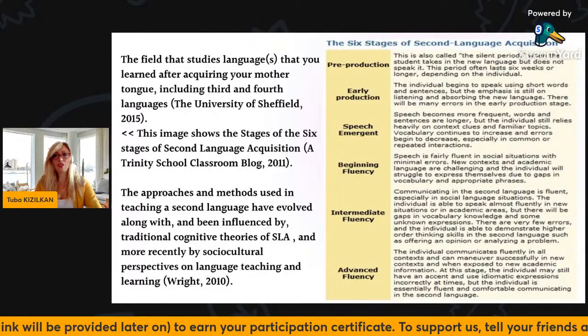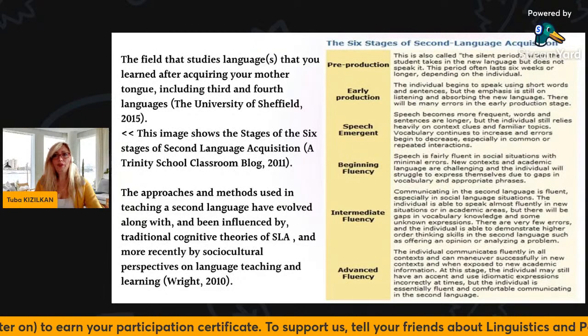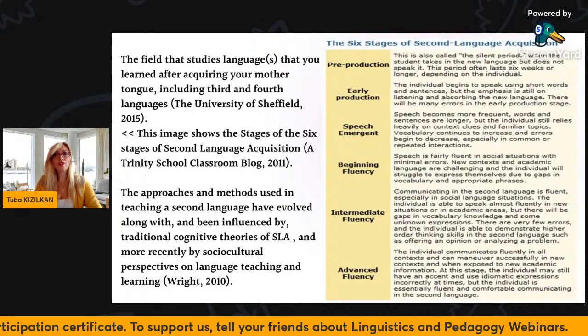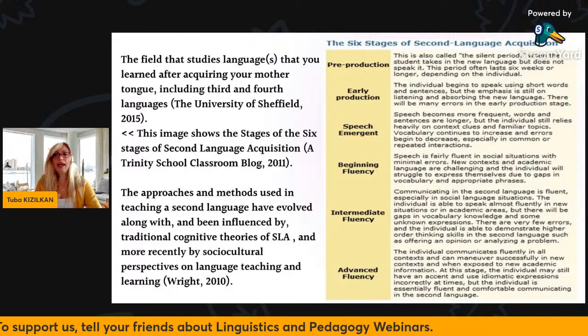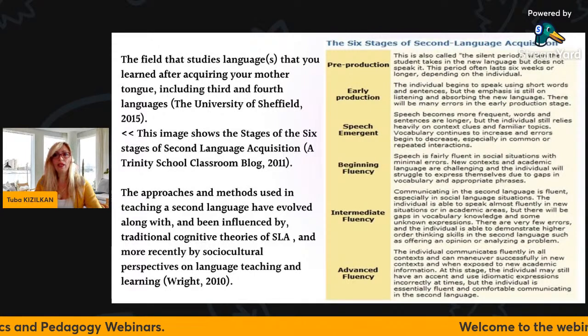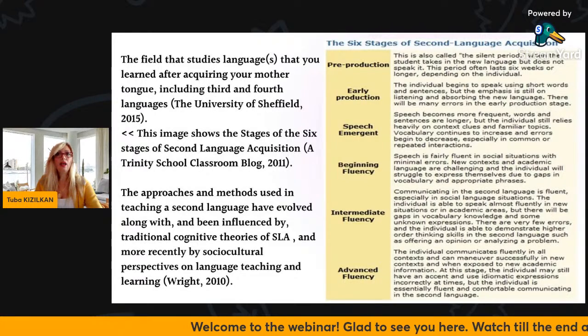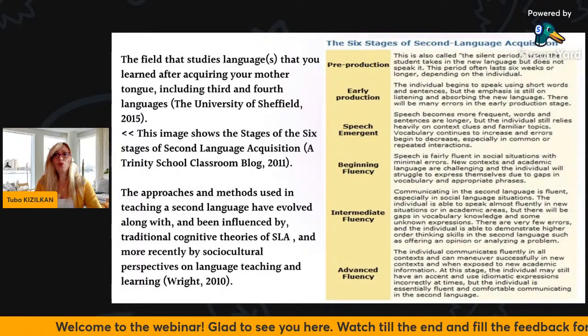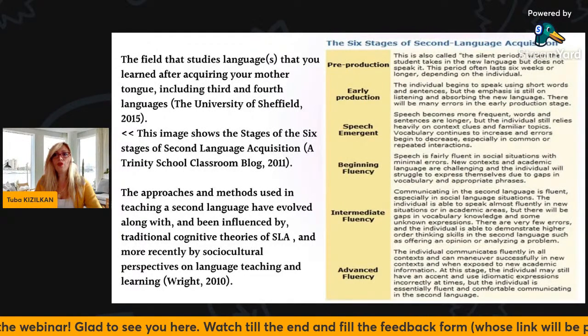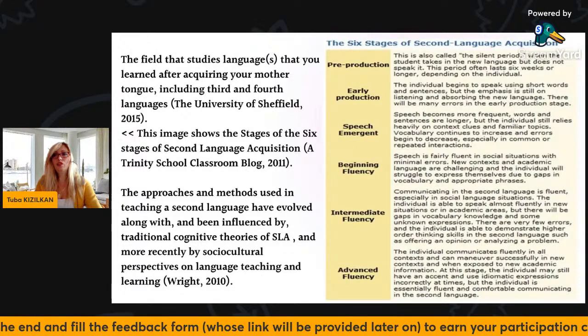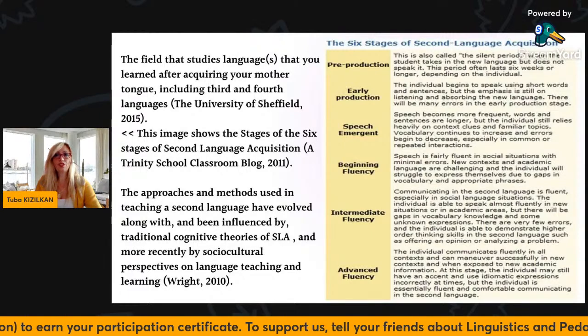And the second stage is called early production. The learner begins to speak using short words or sentences, and still keeps on listening. The emphasis is also on listening, not speaking, not reading, not writing, but listening, and still keeps on absorbing and observing and absorbing the new language. So this is very, very casual. It's very normal that a learner makes many errors in this early production stage.